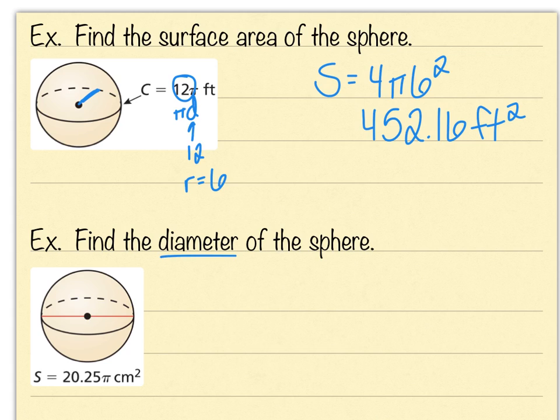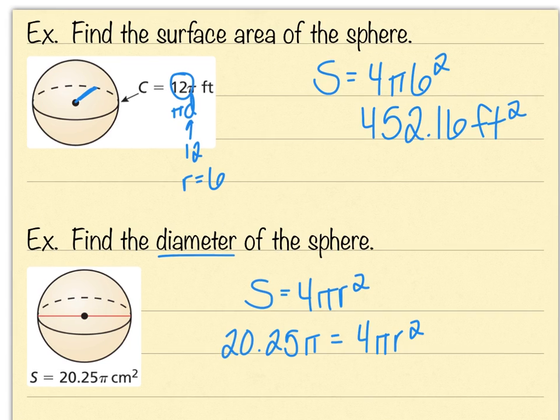Okay. The next one here wants us to find the diameter, not the surface area, but the diameter. So we're going to need to work backwards. And so if my surface area formula is 4 pi r squared, I'm going to plug in, instead of for r, I'm going to plug in for s. They want me to plug in 20.25 pi for the surface area. Just plugging that in for s right here.